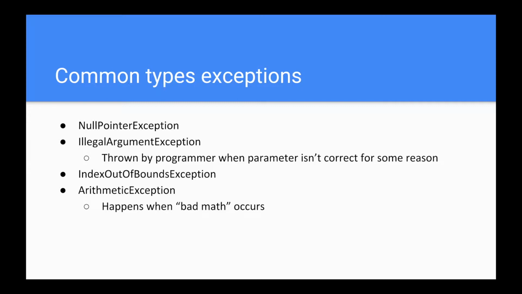So common exception types are a null pointer exception, an illegal argument exception, which is thrown by the programmer when a parameter isn't correct for some reason, an index out of bounds exception, and that's thrown, for instance, if you try to get a char at in a string for an index that wasn't part of the string. So if your string was, say, 5 characters long and you tried to get char at 8, that's not a valid index, so you throw an index out of bounds exception. An arithmetic exception. This happens when bad math occurs, like dividing by 0.